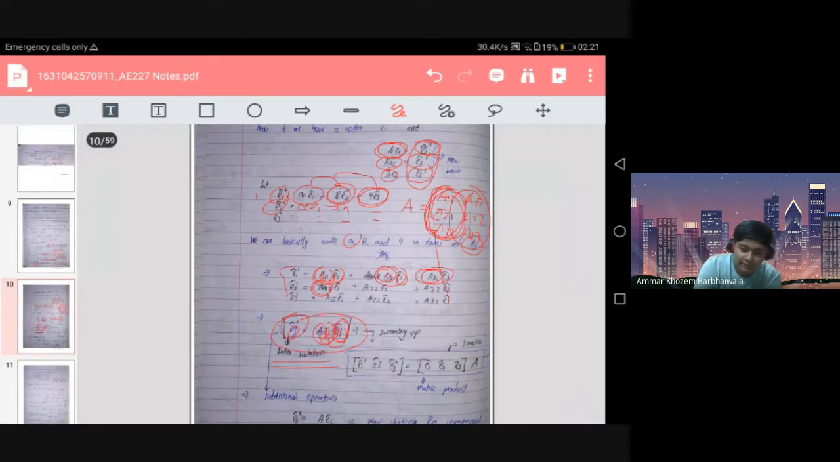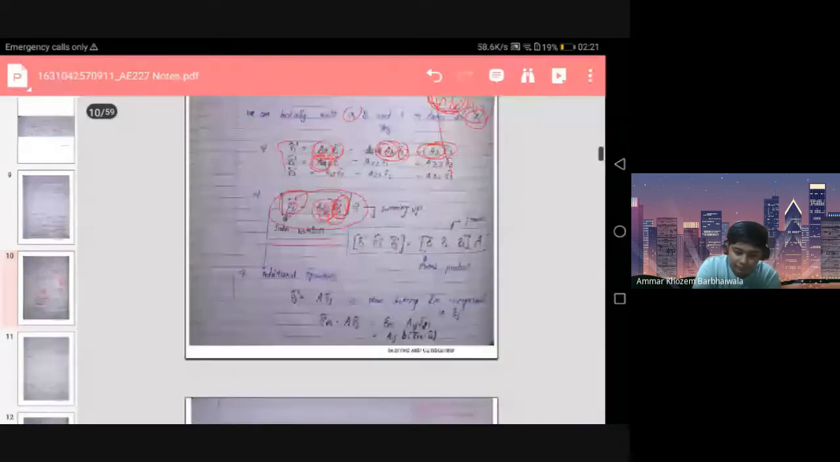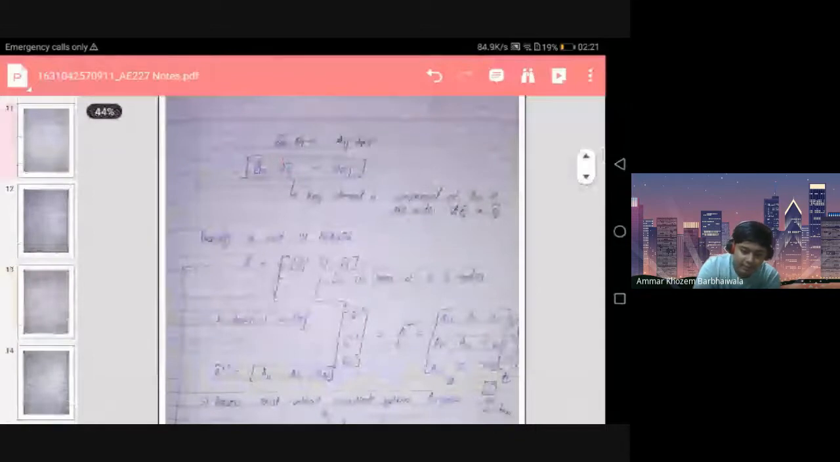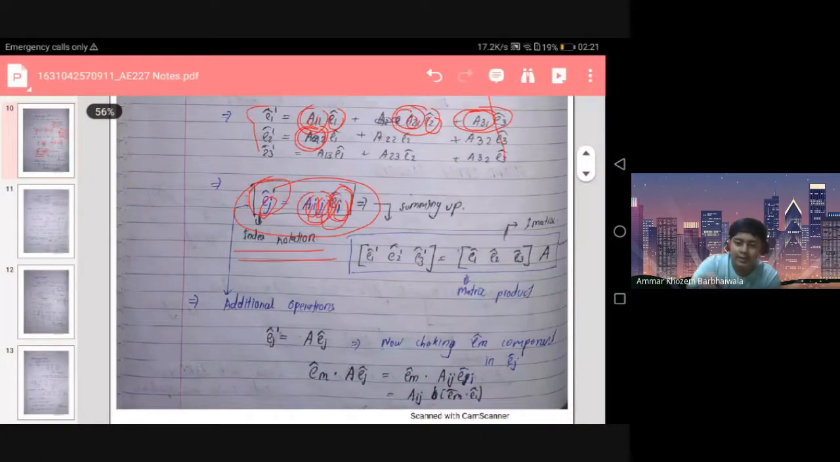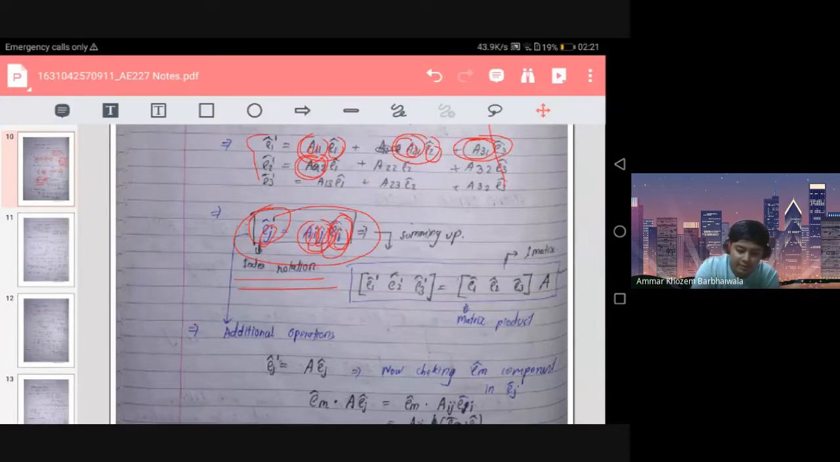Now I can define some additional operators on it. I need to find how our aij is defined, right? I know that ej dash is obviously a operating on ej. So what I'm doing is I can take em, and multiply it with our original em vector. So I'm dotting em with a times ej cap, which is ej dash. So I'm dotting em with ej dash, and I'm writing ej dash as a ej. So this is right here.